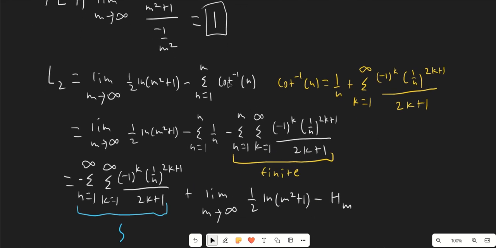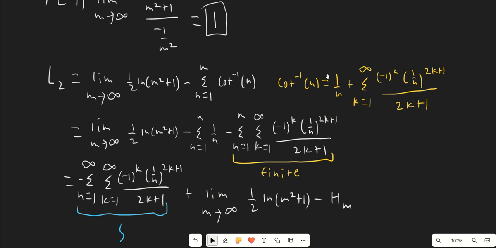So again, I said cotangent inverse of n is essentially equal to 1 over n. And we can see this using the power series for cotangent inverse of n for n greater than or equal to 1. Notice I took out the first term here, 1 over n, because it's going to be more helpful to treat this as separate from the rest of the summation. So what we're going to have here is 1/2 ln of m squared plus 1, minus the sum from n equals 1 to m of cotangent inverse of n.